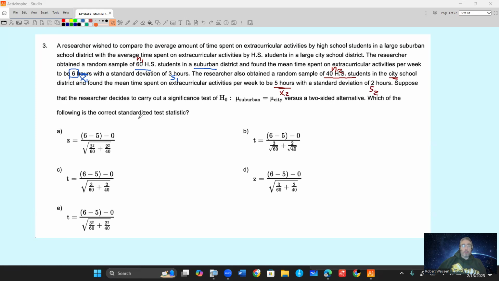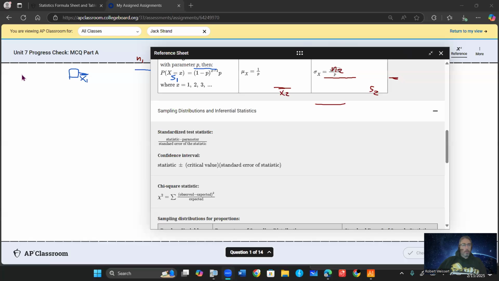Suppose that the researcher decides to carry out a significance test of H0, suburban equals city, versus a two-sided alternative. Which of the following is the correct test statistic? So we need to know the structure of a test statistic. Let's recall our formula sheet. I'm going to pull this formula up from the digital version so you can see. It's going to be right here, the statistic minus parameter over standard error of the statistic.